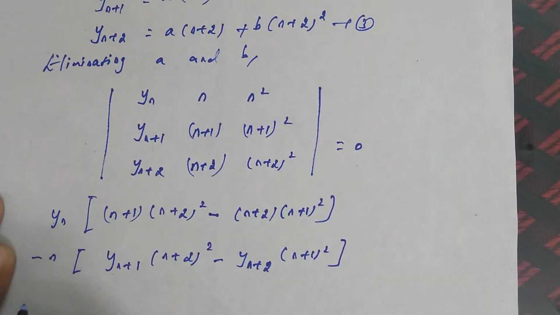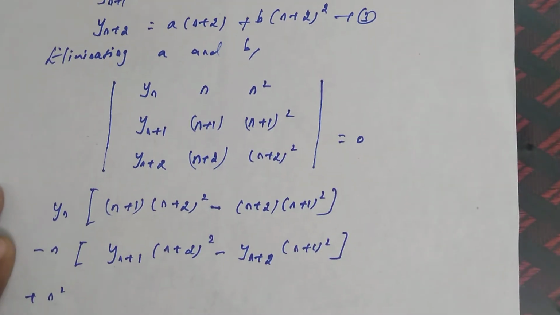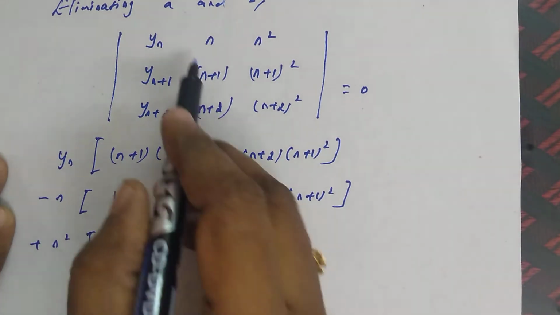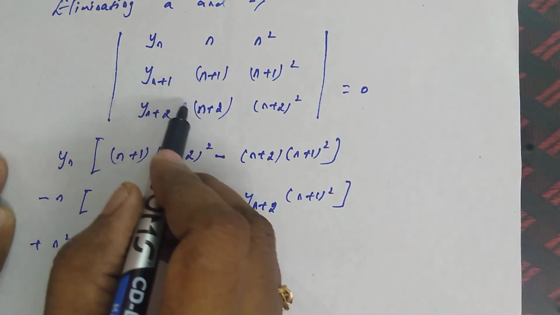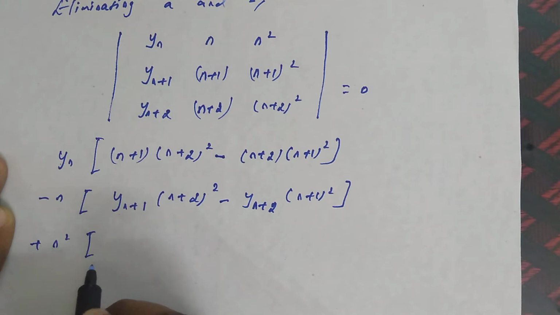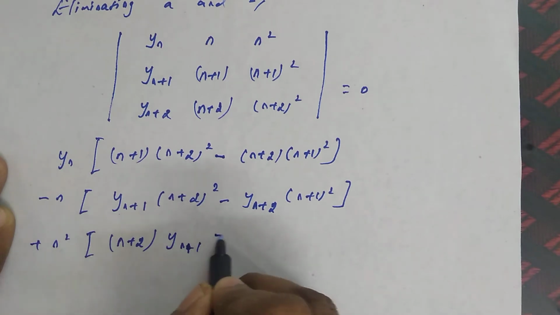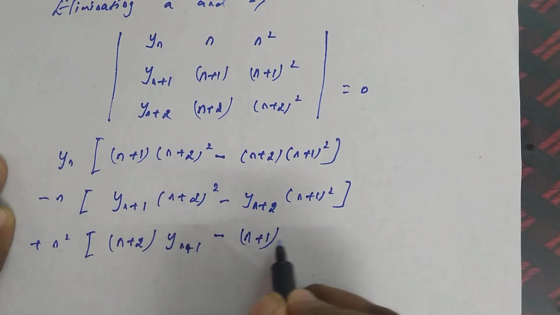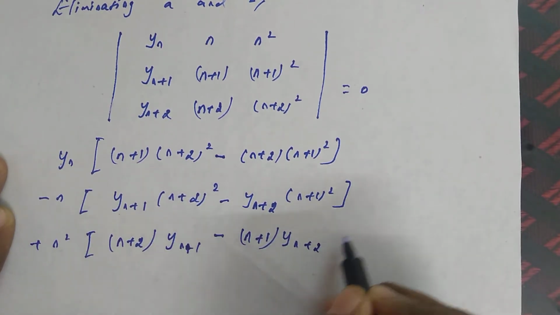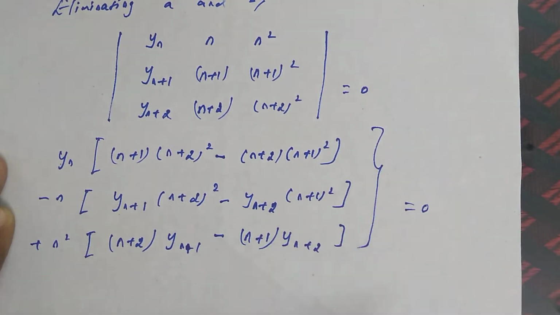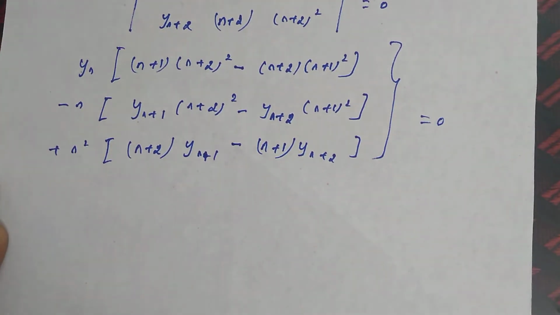The last term is plus n square into, corresponding row and column we can omit and multiply like this. So n plus 2 into y(n plus 1) minus n plus 1 into y(n plus 2). So for all the three we have completed. Now we are going to arrange the terms and we can get the required answer.